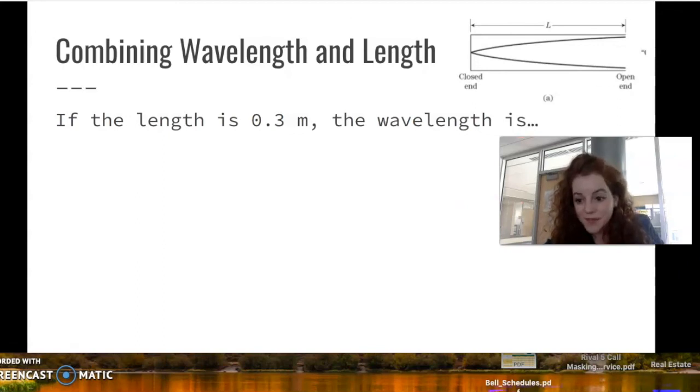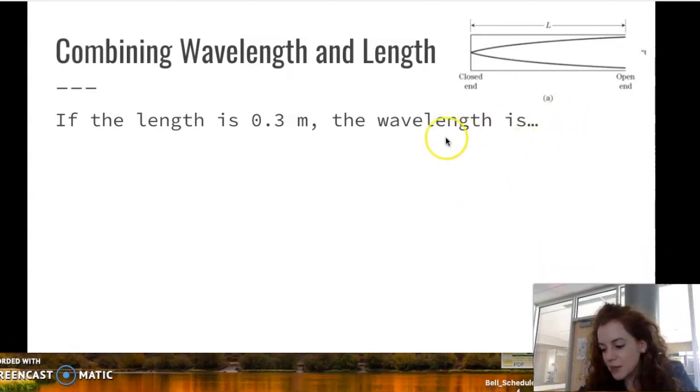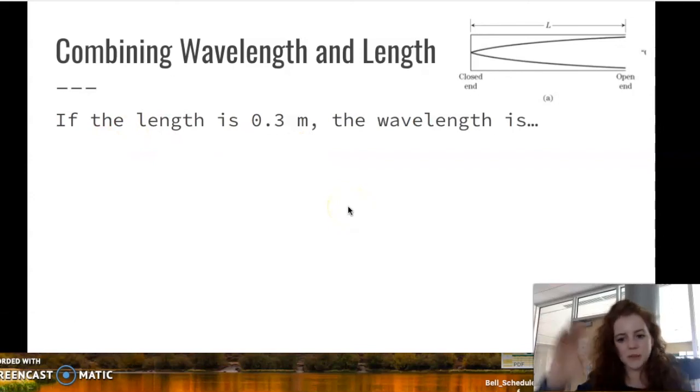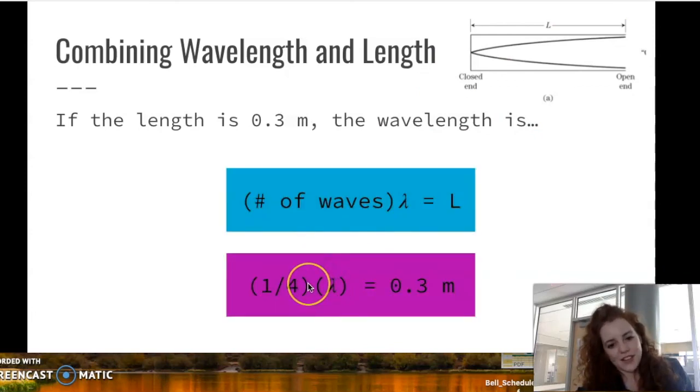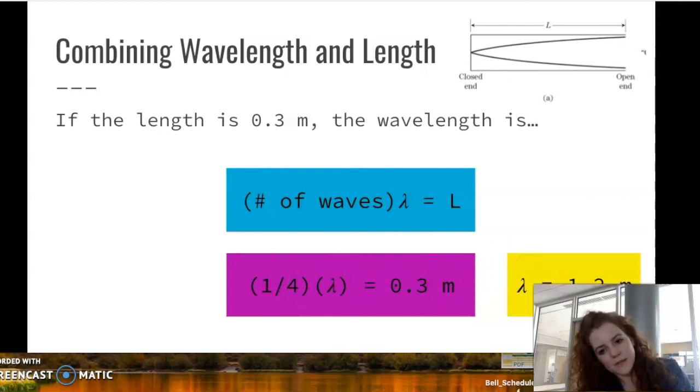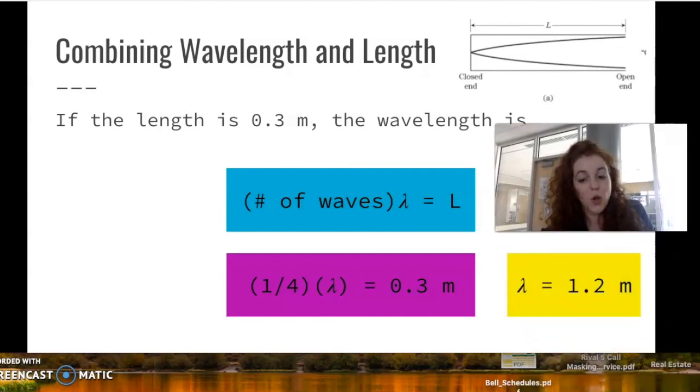Okay, let's try this one. So this is under number 2. Let's say the length is 0.3 meters. How many waves are there? 1/4. So we've got 1/4 times the wavelength gives us 0.3 meters. If you do the math, that's 1.2 meters. The whole wavelength would be 4 times bigger than the actual length.